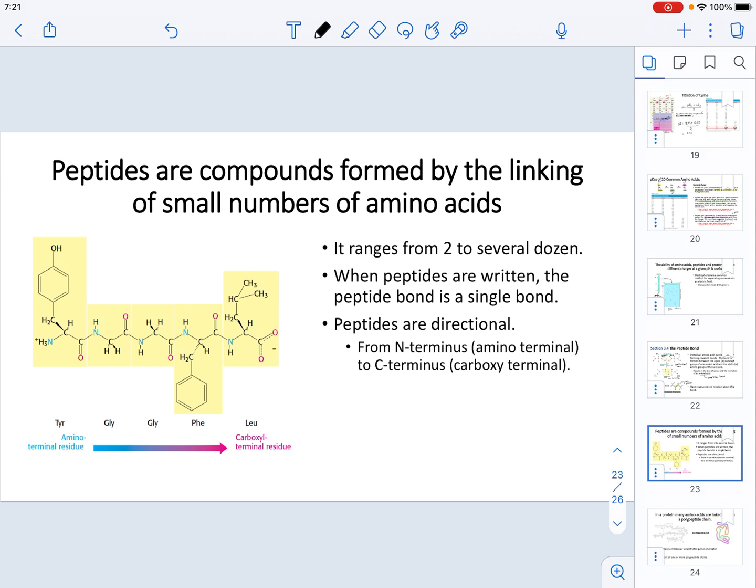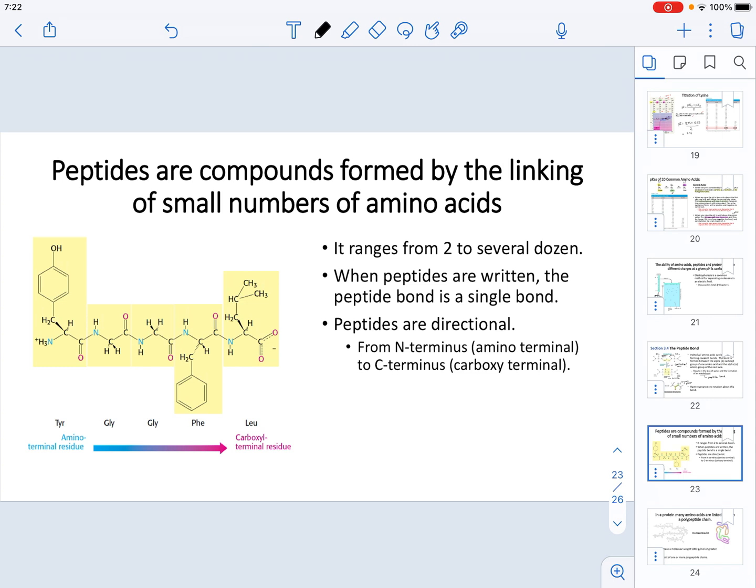Understand that when amino acids are linking to one another, that results in the formation of a peptide. And these peptides are going to be formed by linking a small number of amino acids. Okay, so understand that these peptides are going to be ranging from 2 to several dozens. So whenever we're talking about a peptide, that is specifically going to be smaller in size than a protein. Proteins are going to be much larger.